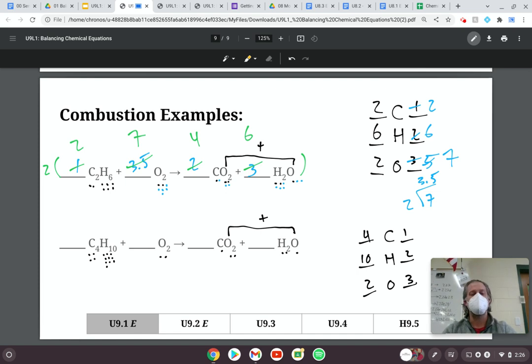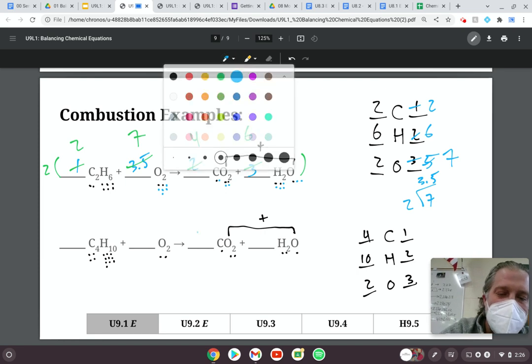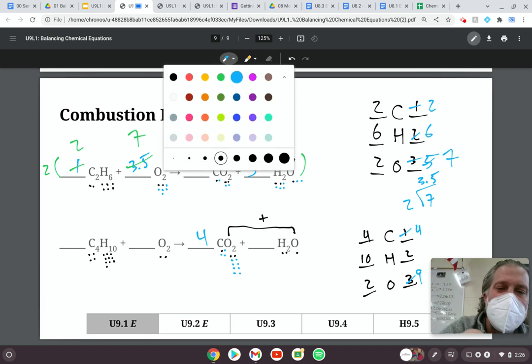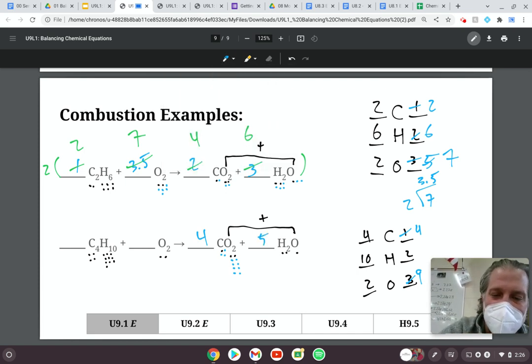So balancing from left to right, I have 4 carbons on the left side, 1 carbon on the right side. So I'm going to go ahead and add a coefficient of 4 here. That's going to give me my 4 carbons. But it's also going to give me 4 times 2, which is 8 oxygens. But 8 plus the other one gives me 9 oxygens. So far, so good. I have 10 hydrogens on the left side, 2 hydrogens on the right side. So I'm going to add a coefficient of 5 here to get me to 10. 6, 7, 8, 9, 10.